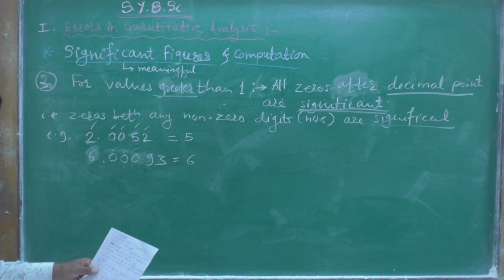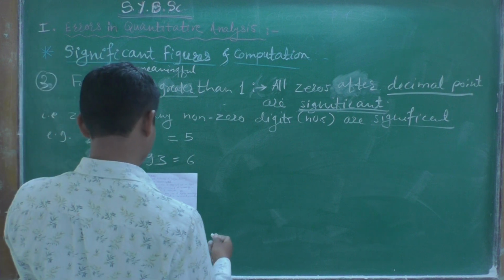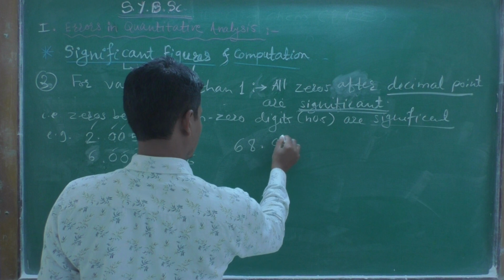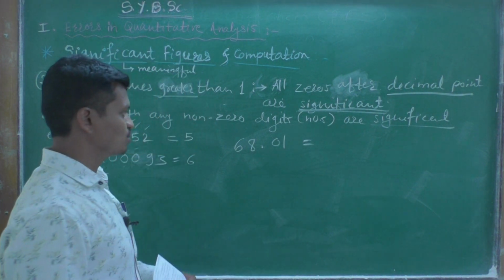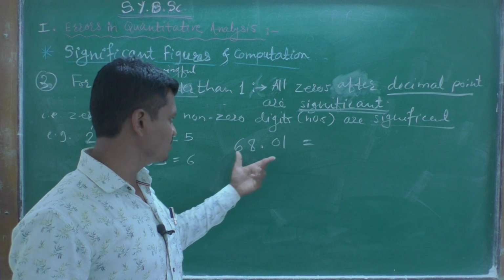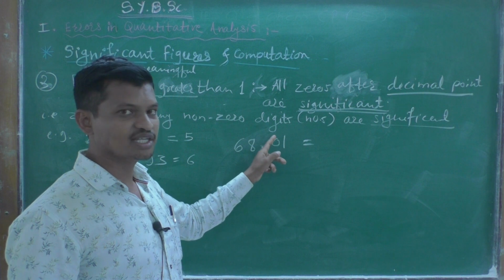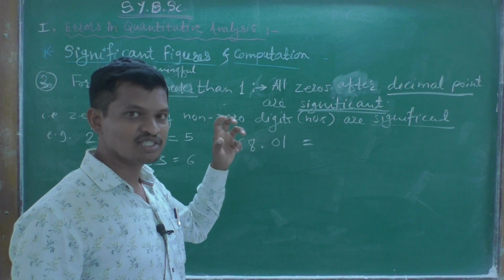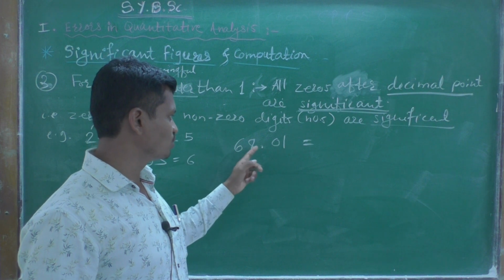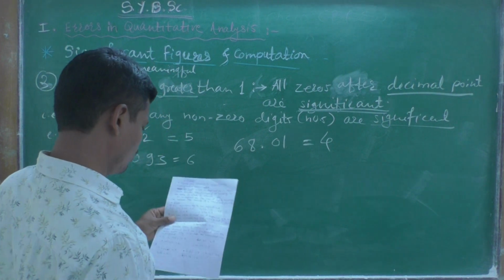Okay, very easy. Then let us take one more example, 68.01. No doubt this is a non-zero figure greater than 1. In 68.01 we cannot omit or neglect this 0. This 0 has some significance value. That's why all these 4 numbers, 1, 2, 3, 4, are significant. So the significant figures is 4.